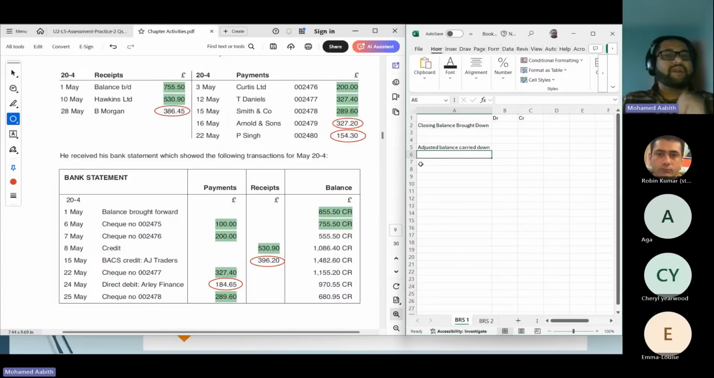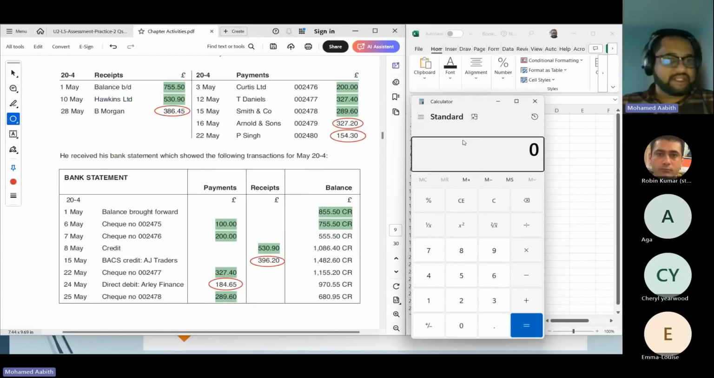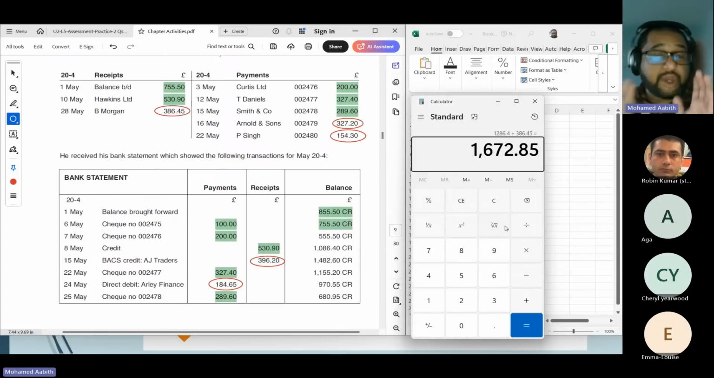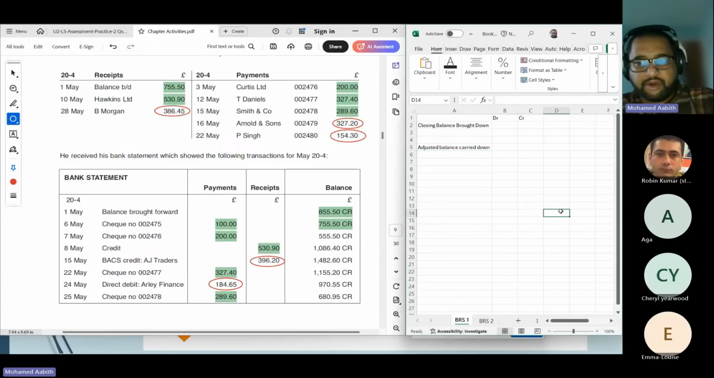So let's see here, what are the things we need to do? For this one, I'm going to get the calculator quickly. I'm going to use the calculator to find out what is the balance of my cash book. Okay, the balance of my cash book is 755.50 plus 530 pounds 90 plus 386 pounds and 45, because these are already there. So we need to make sure we keep that in mind. Okay, so I'm going to keep this number. I'm going to copy this, Control C. I'm going to keep that number here for the purpose of doing the cash book.